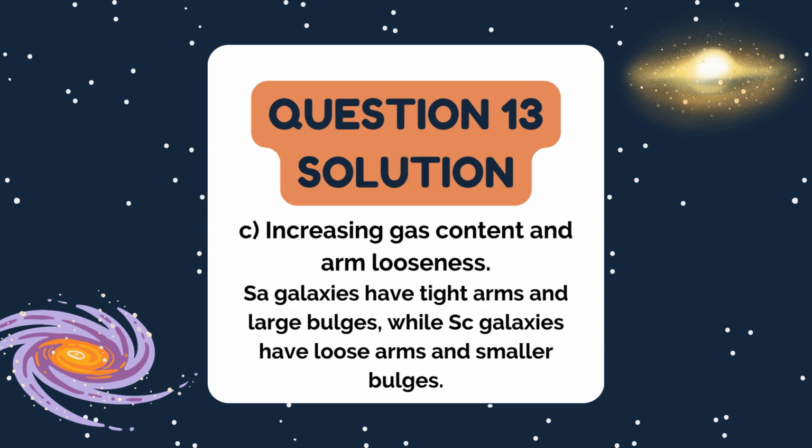The right option is C. Increasing gas content and arm looseness. SA galaxies have tight arms and large bulges, while SC galaxies have loose arms and smaller bulges.